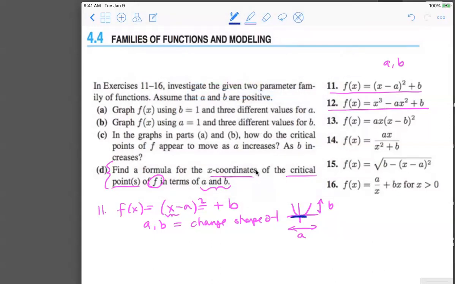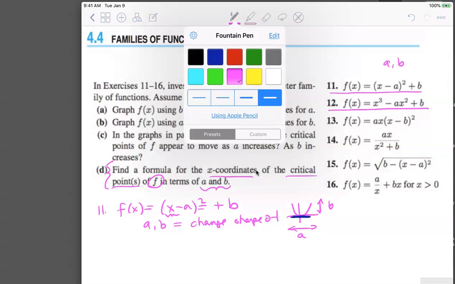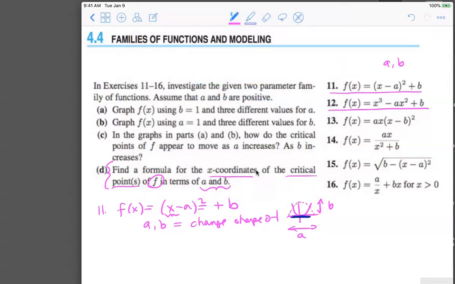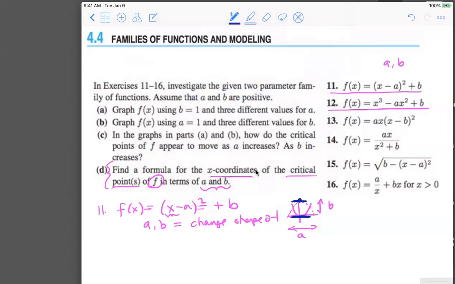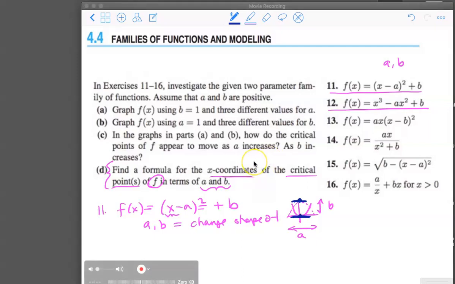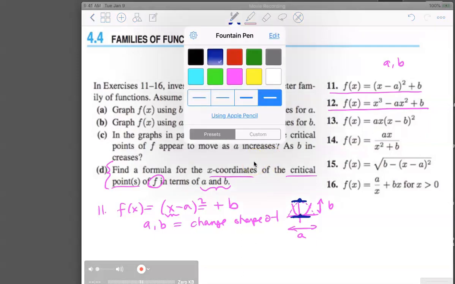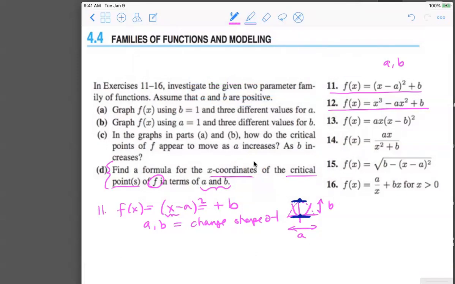We know the critical point is going to be a place where the function has a local maximum or a local minimum. This parabola may be opening upward or downward depending on the formula itself. But no matter what, the critical point is where the local maximum or minimum of that function is going to occur. So if we want to find a formula for the critical points, we need to look at when the derivative of the function is equal to 0, or when the derivative does not exist.